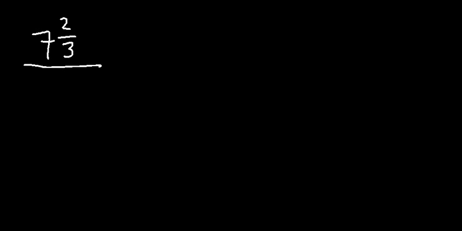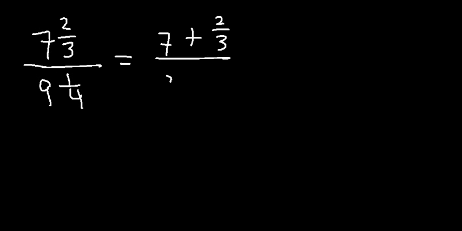Now there's another way you can simplify a fraction that looks like that. So starting with our original problem, you can also do this. 7 and 2/3 is the same as 7 plus 2/3. 9 and 1/4 is the same as 9 plus 1/4. So in this format, you don't want to use keep, change, and flip, since you have two terms in the top and two terms in the bottom.